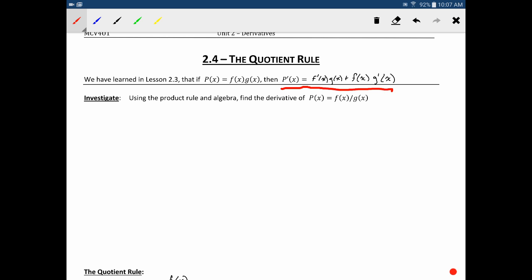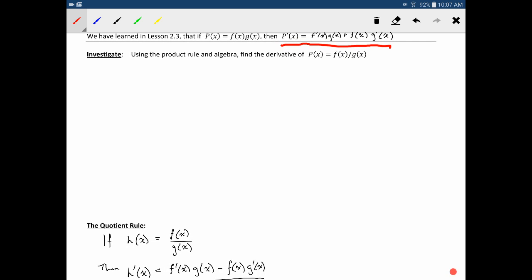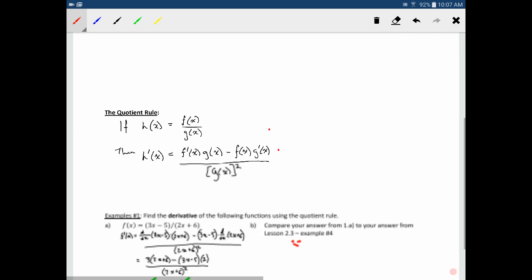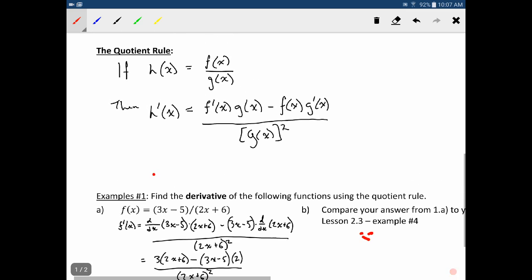So right now what I want you to do is use this knowledge and your vast knowledge of algebra to attempt to come up with the quotient rule. So when you have a function that's built up of a quotient of two other functions. Okay? All right. So, this is what I hope you found. If you didn't, don't worry too much about it. It is a rather complicated one.